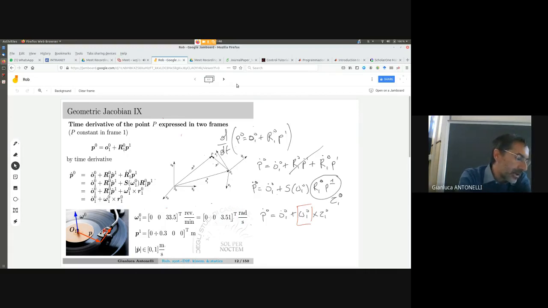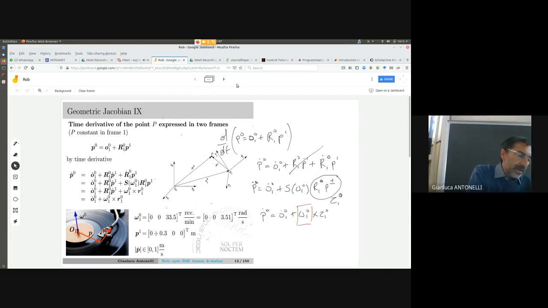Now let's see, this is a vector with three components. And as I said, for a rotation around a certain axis, its angular velocity is aligned with that axis. And the amplitude is, in this case, 3.5 radians per second. Now, this is the vector omega expressed in frame zero. And let us compute the velocity of the head, la testina, the small head here, at the farthest point from the origin. We know that the radius of the disk is 30 centimeters.